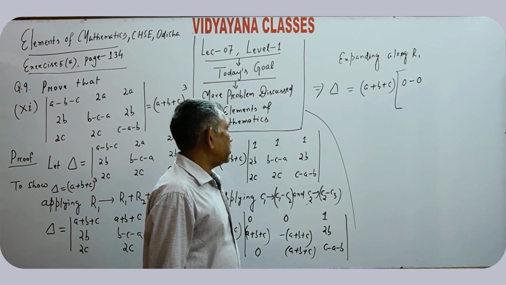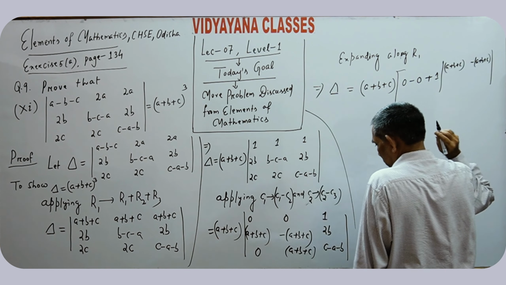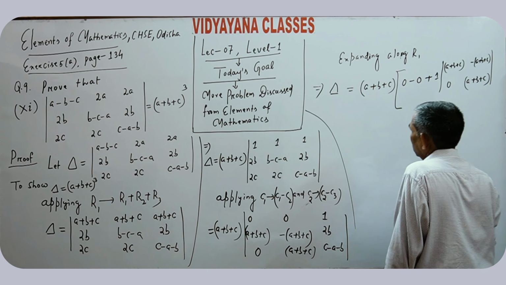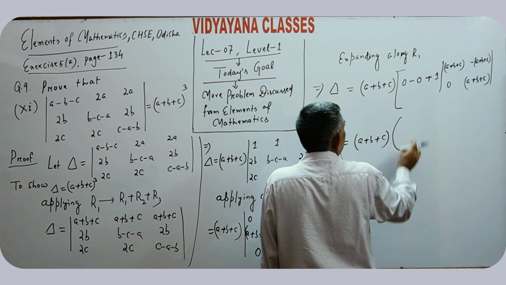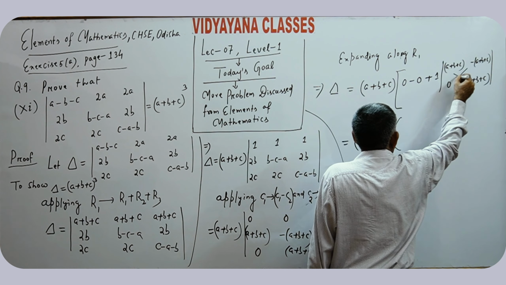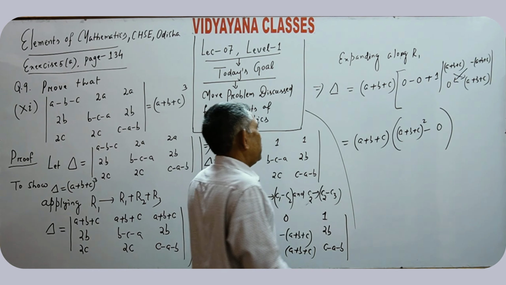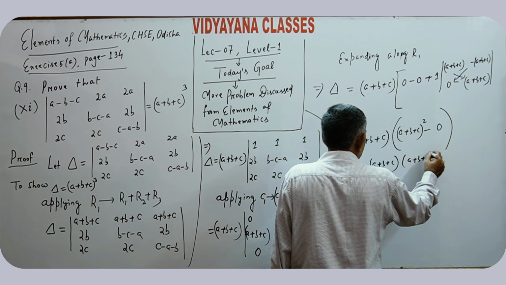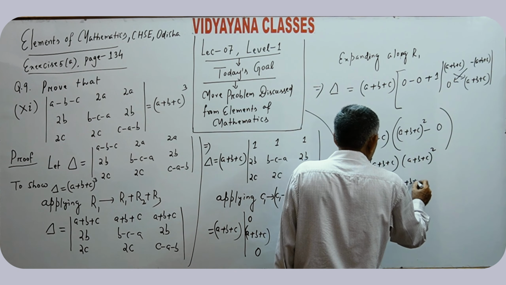It gets a plus b plus c, minus a plus b plus c, 0, a plus b plus c, which is the same as a plus b plus c into 0 minus 0, this into this minus this into this. A plus b plus c whole square minus 0, which is the same as a plus b plus c into a plus b plus c whole square. This implies del is equal to a plus b plus c whole cube.